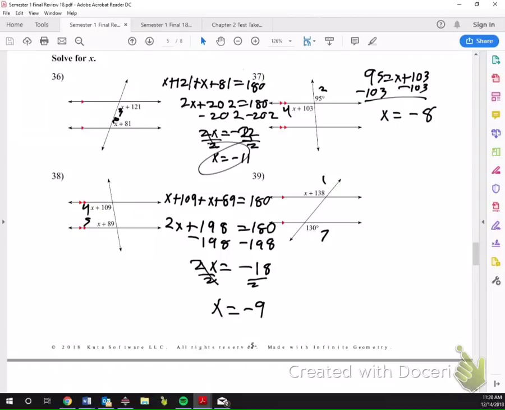We have 1 and 7. If I look at my chart, that 1 and 7 is their alternate exterior angles. They're congruent, which means they're equal to each other. So we're going to subtract 138 from both sides, and we get x equals -8. Again, totally okay for x to be negative as long as the angle isn't negative.